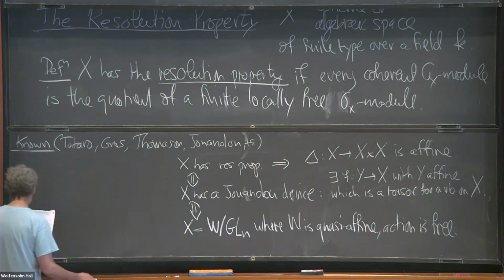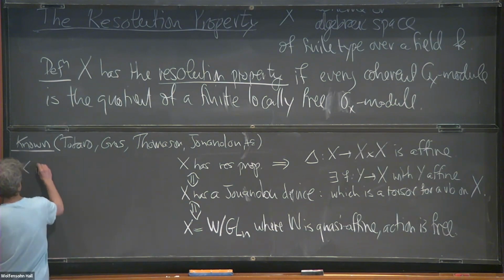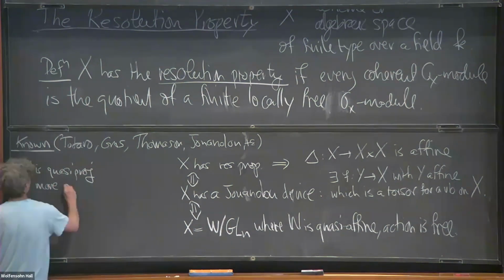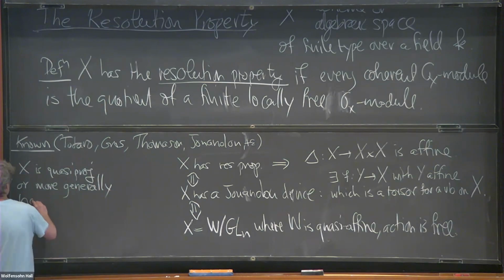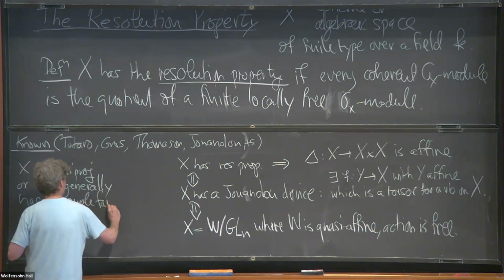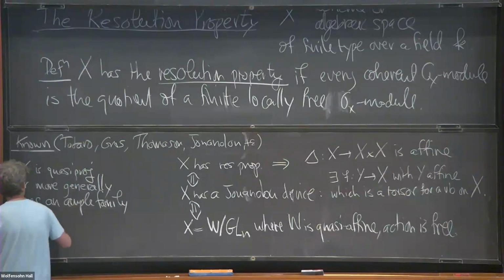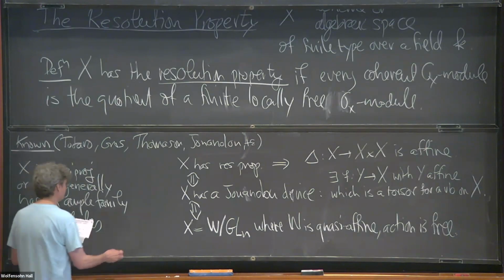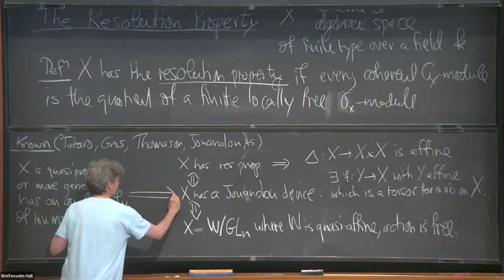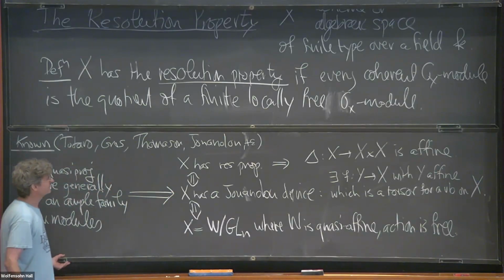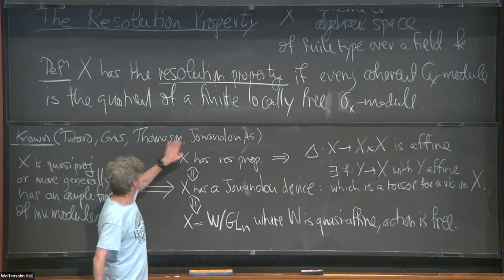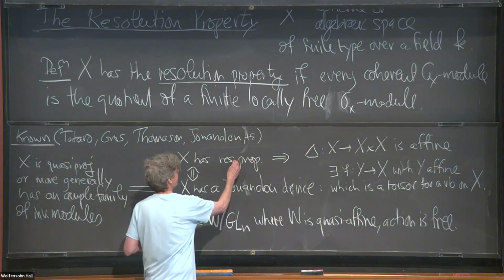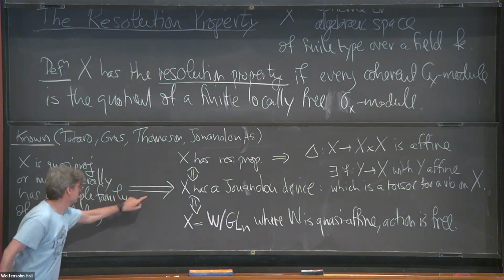And then maybe a good thing to know is that if X is quasi-projective, or more generally has an ample family of invertible modules, which is some kind of slight generalization of having an ample invertible module, then you have the resolution property. The last one is Thomason.